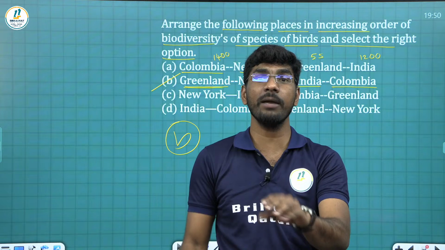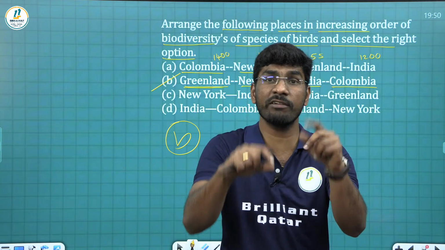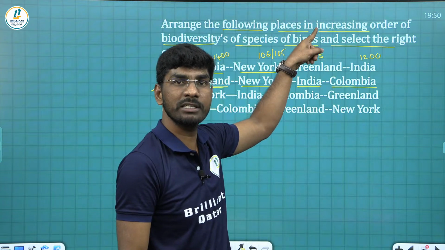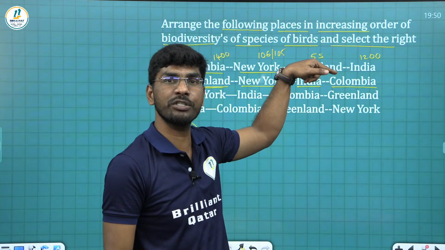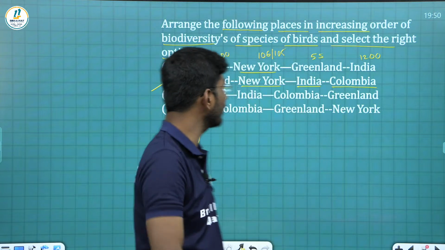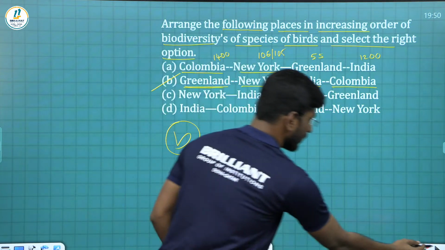Good. Open NCERT and see. It is clearly given: 1,400 different species of birds in Colombia, and 1,200 different species of birds in India. So if you go from the equator toward the pole, it decreases. So the answer is B.